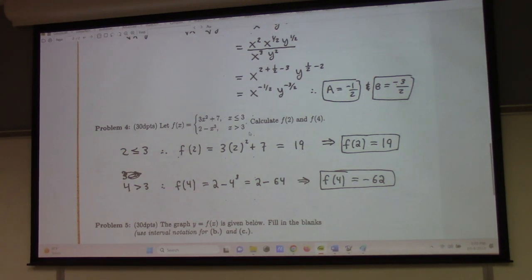Now, problem 4 is a case-wise defined function, right? So the main thing is, which case are you in? For f of 2, 2 is less than 3, so I'm in case 1, so I use the case 1 formula, which gives me f of 2 is 19. On the other hand, for f of 4, I'm in case 2. So I use the case 2 formula here, 2 minus x cubed, which is 2 minus 4 cubed, which is 2 minus 64, which is minus 62. So there's that. Any questions?